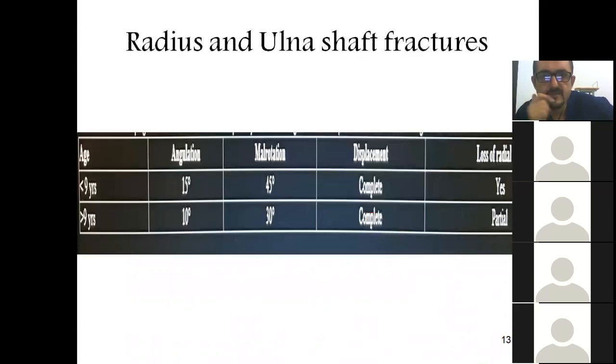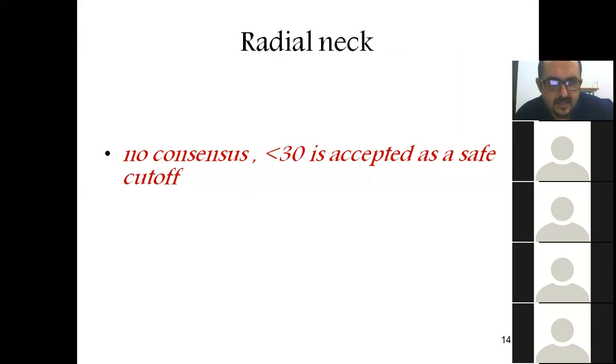This is the data for radius and ulna fractures. If you see a child less than 9 years, up to 15 degrees of mid-shaft fracture angulation can be treated conservatively. More than 9 years, 10 degrees of angulation is treated conservatively. And even complete displacement can heal. Regarding the radial neck, the consensus is that less than 30 degrees should be accepted as a safe cutoff. More than that, you have to reduce it. I'm not discussing radial neck fractures in detail, but you can reduce it by the Patterson technique, or by K-wire, which is called the Metaizeau technique.